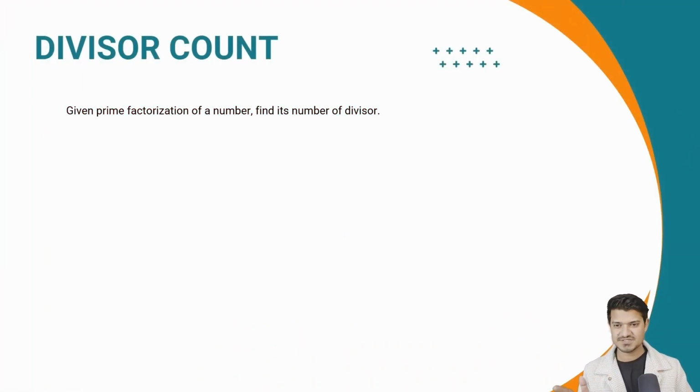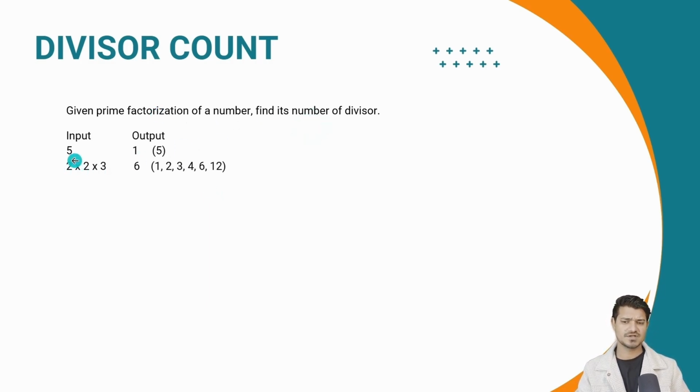So, problem statement, simple. You are given a prime factorization of a number and you have to find the number of divisors. For example, if input is 5, the output is 1, right? Because only one divisor is there for 5. For input 2^2 * 3, that will be 12. Number of divisors are 6, which are 1, 2, 3, 4, 6, and 12. Right? So these are the input, these are the output.